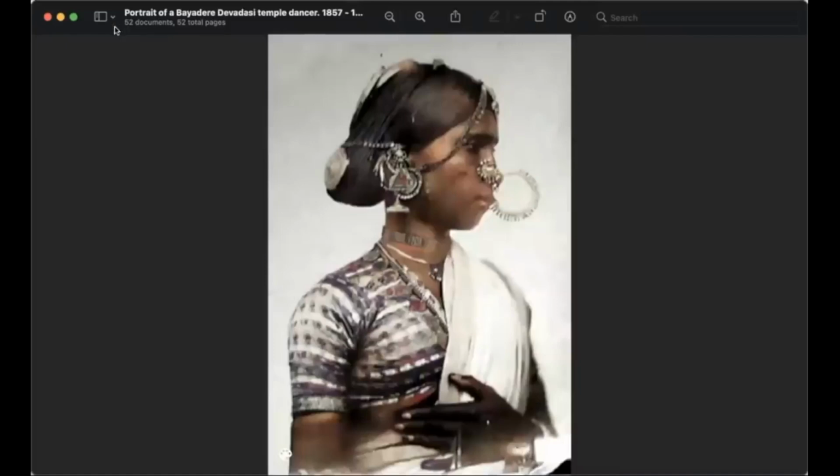This is a portrait of a Bayadir Devadasi temple dancer from 1857. Again, she's a Hindu. This is from India. This is a Hindu. The Indian subcontinent, that's what the book told us. They were bringing these so-called Asian slaves. The Indian subcontinent and Southeast Asia, not China.